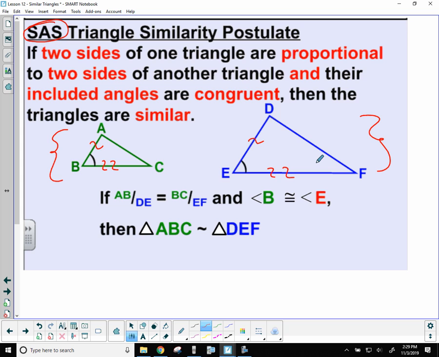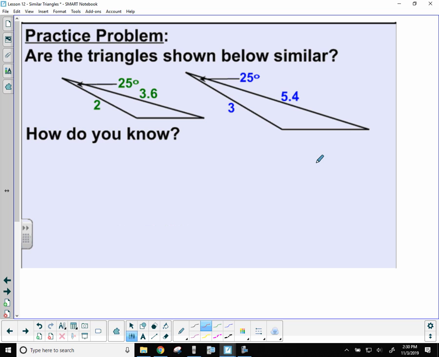Alright, here we go. So, angles are congruent. Check. Now we've got to check the ratios. So I'm going to do 2 over 3. Let's see if 3.6 over 5.4. I'm going to go straight to 3.6 divided by 5.4. And again, this reduces to 2/3. So I'm just bringing this down to show. I try to bring it down, but the slate just wants to work when it wants to. So yes, they are similar.